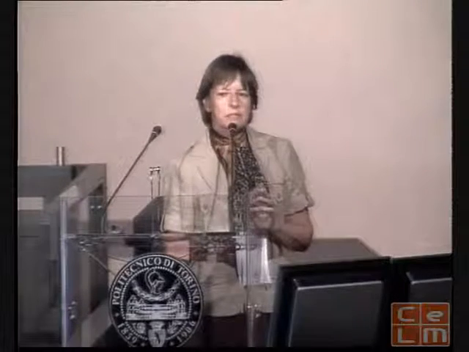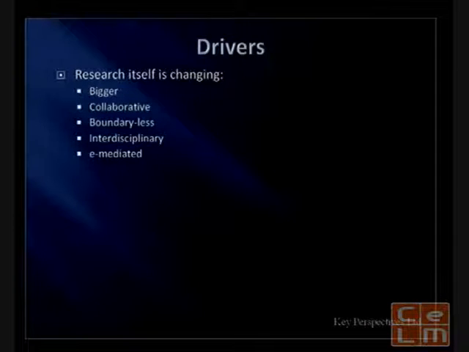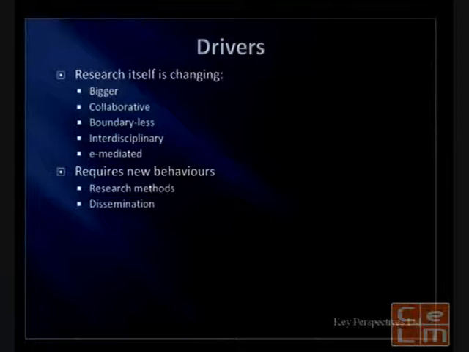The drivers for all this, and this is where our theme, our track, reaches out to some of the other themes in the conference, are these. First of all, universities as knowledge creators: research itself is changing. It's becoming bigger, more collaborative, more interdisciplinary, has fewer boundaries, and it is, of course, mediated electronically in many or most cases. So that's one big driver for open access. In fact, that kind of research cannot function properly without openness.